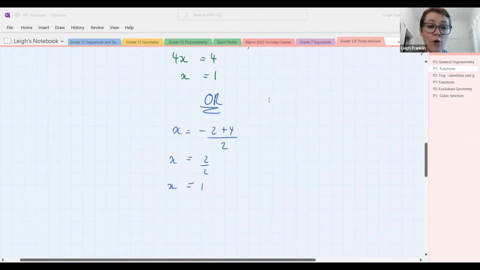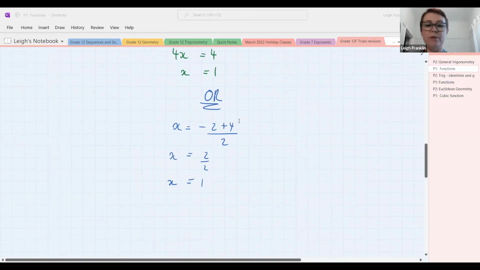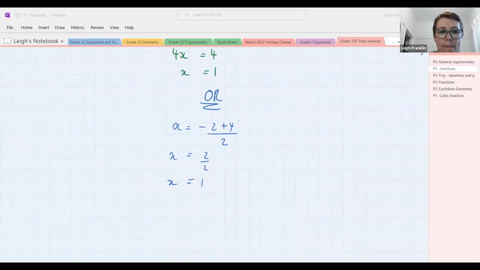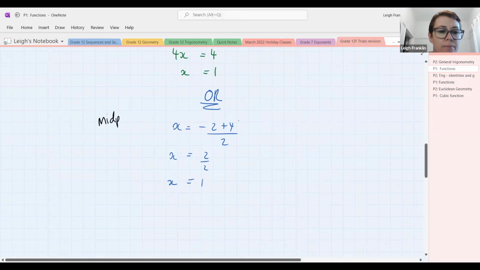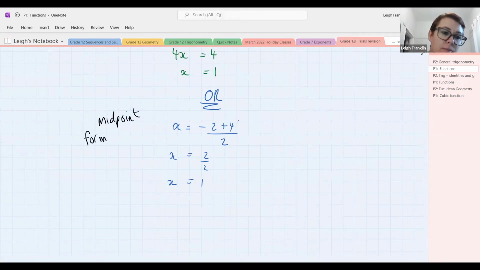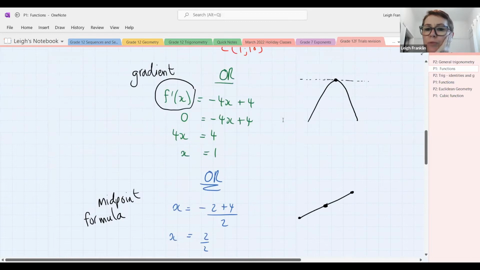And then the third method, this is the midpoint formula. So when you want to calculate the midpoint of a line, we can use the midpoint formula. In other words, if we've got a line like that and we want to calculate what the coordinates are at the midpoint, we can use this formula because, let's just go up to our picture.